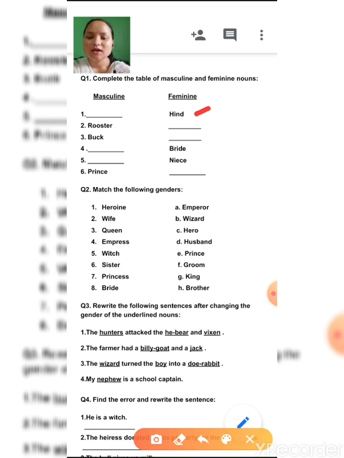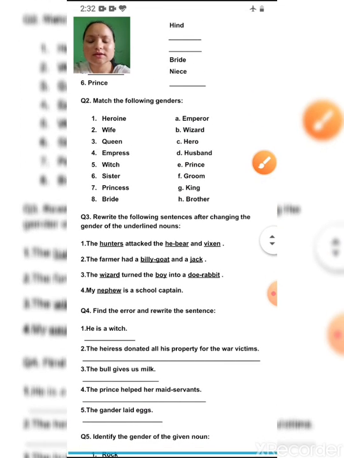Female or feminine bride, what will be in masculine? Groom, G-R-O-O-M, groom. Niece, in masculine what will come? Nephew, N-E-P-H-E-W, nephew. Here in masculine it is prince. So in feminine what will come, children? Princess. In question 2 you have to match the following genders.